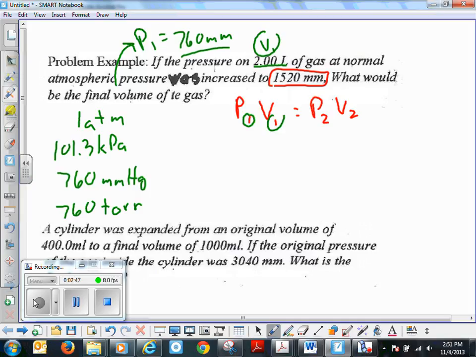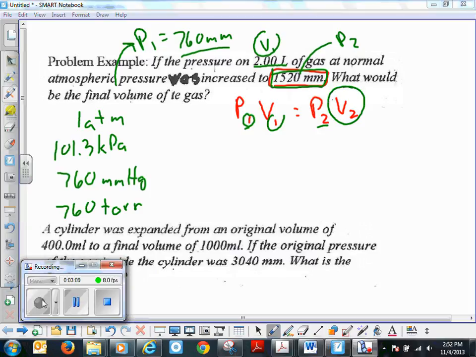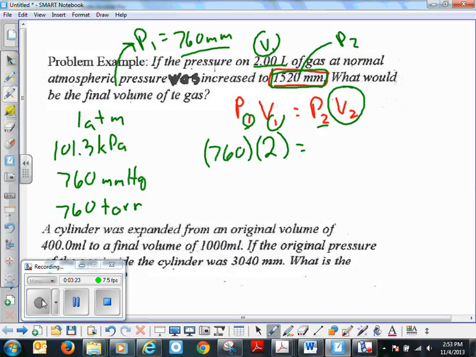We found V1. Now, is this a pressure or volume? That's pressure, and it says it's increased to, so it means this is what's going to happen next. So 1 happened first, now 2 is happening, so this one would be pressure 2. The thing we're actually looking for here is V2. So then we just plug and chug, is what we say. So P1, we've already got it labeled, 760. I'm going to leave the labels off because I know that they're there. And then we have 2 liters of gas. P2 is 1520. And then I have V2.